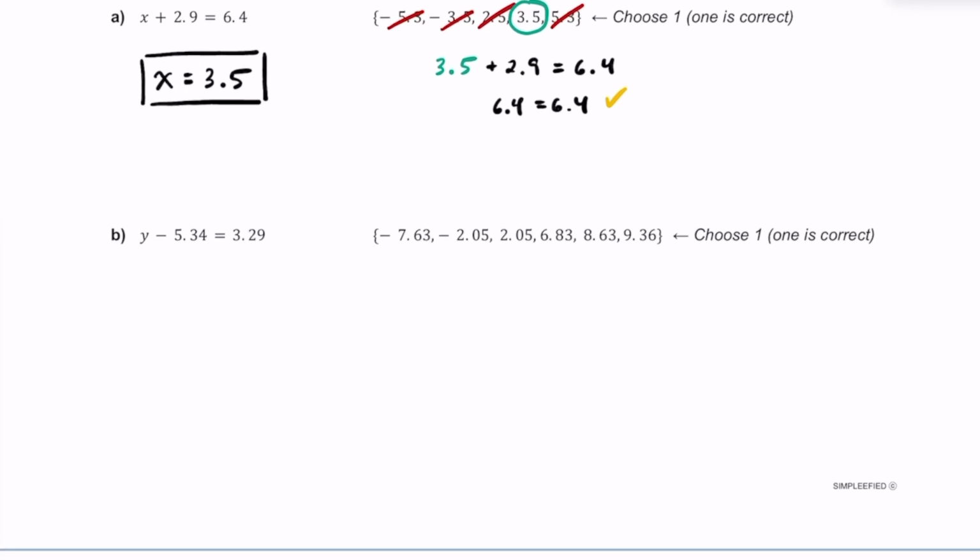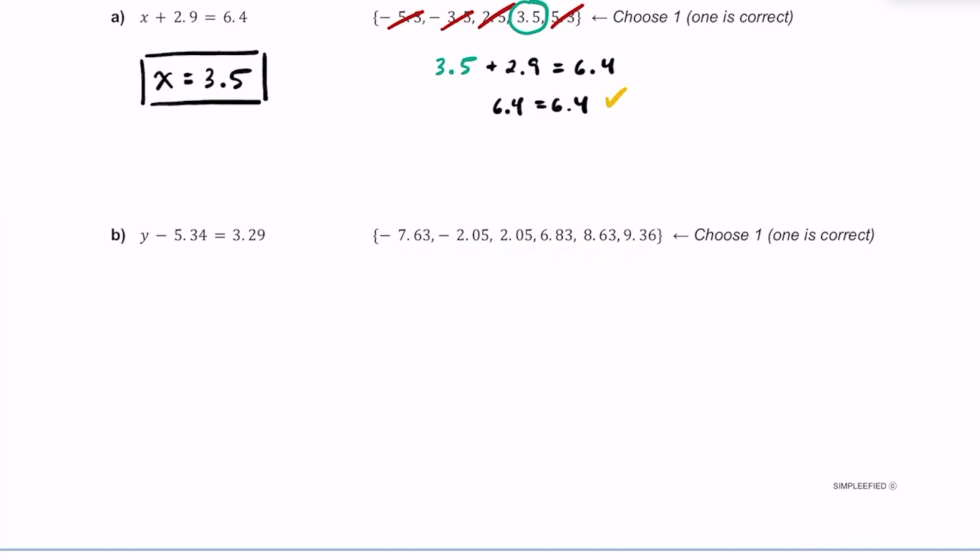If we take a look at B, we have this equation: y take away 5.34, that's a difference here, is equal to 3.29. So what could the value of y be? We have a few different options to choose from here. We have 6 different numbers to choose from.